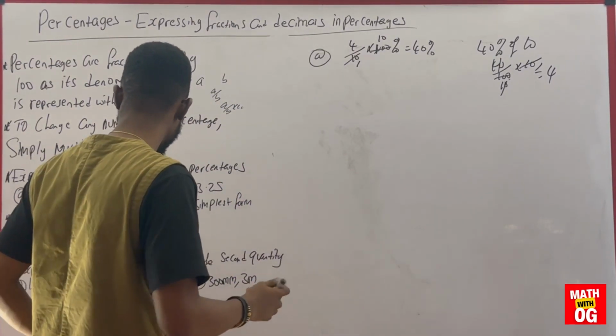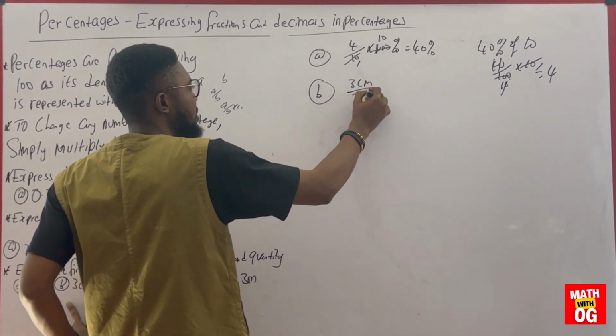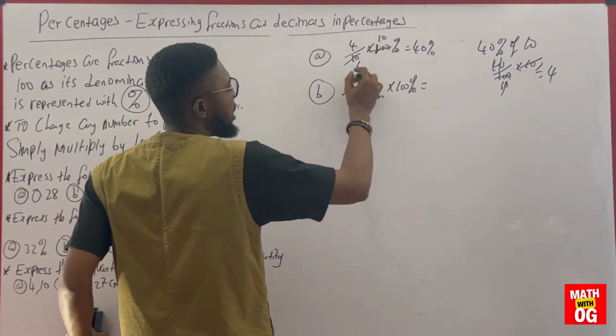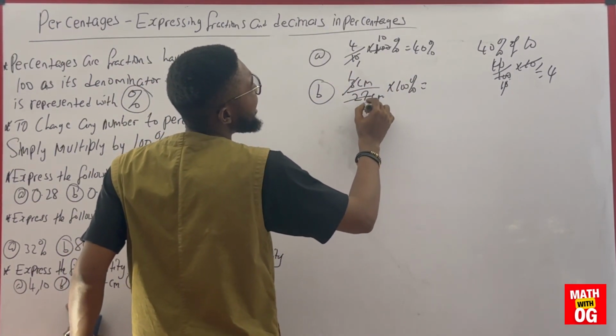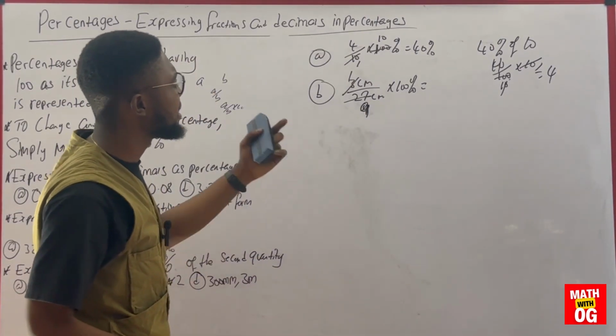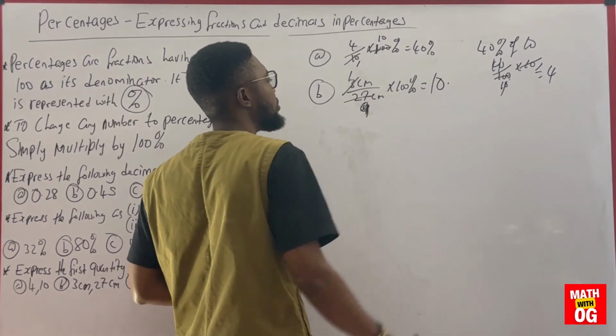B part, 3 cm, 27 cm. So we have 3 cm over 27 cm multiplied by 100%. 3 here 1, 3 here 9. So 9 into 100 will give us a recurring decimal. So 9 into 10, 1. 9 into 0, 0. Put point.